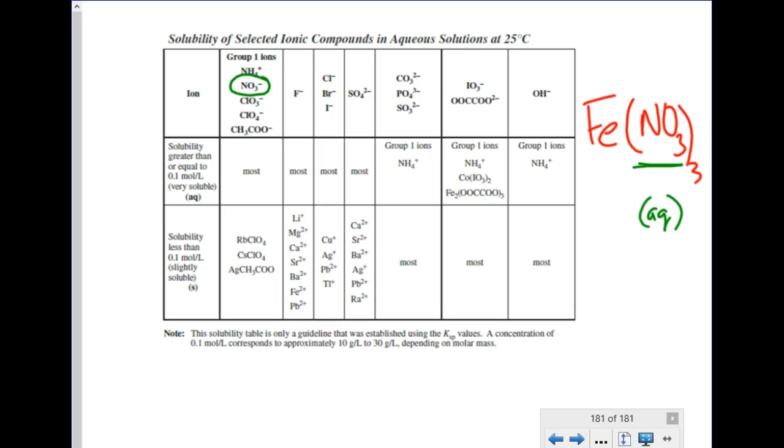Just a brief note, watch out because sometimes a metal has more than one ion. For example, iron can be 2 positive or 3 positive. Make sure you check the charge. So for example, if you have lead 2 sulfate versus lead 4 sulfate, one is soluble and one is not soluble because there's 2 different charges and charge makes a difference. So please complete the next 10 questions on the worksheet.